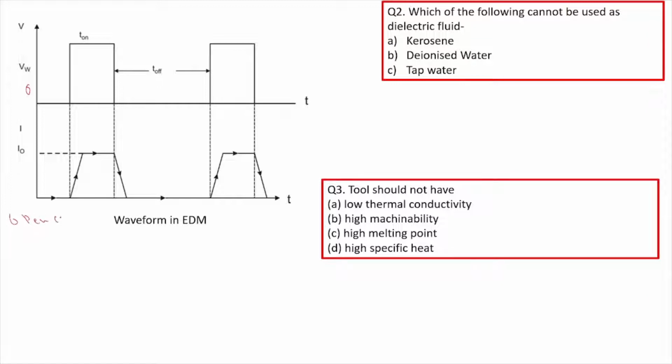One is open circuit voltage. This is VO. Then another one is working voltage.